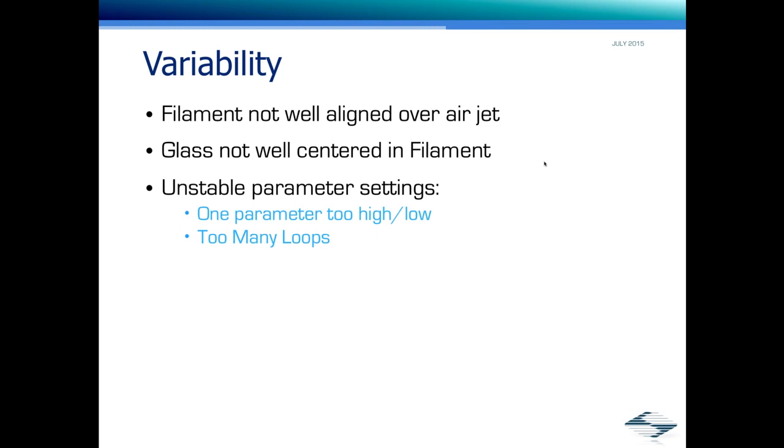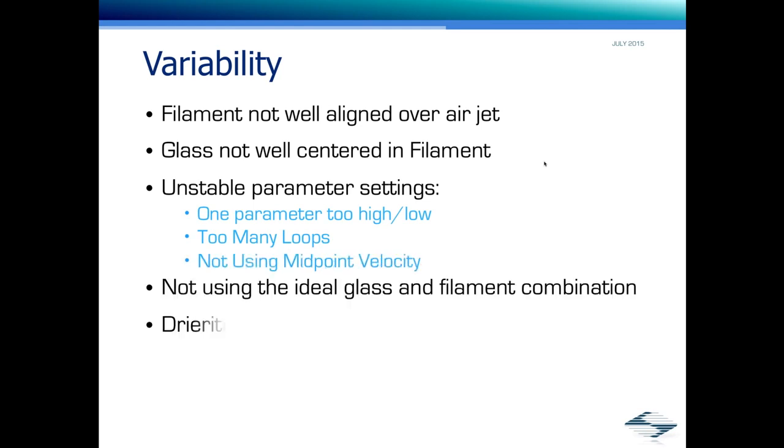So you want to make sure that you don't have one parameter way too high or way too low, and it's going to just throw off everything. The other thing you're going to run into is instability if you have the puller looping too many times and making those pretty ugly pipettes. You're not using the midpoint velocity, and you might not be using the ideal glass and filament combination. So you've got to go to that cookbook or call me here at Sutter, and we'll give you some help.